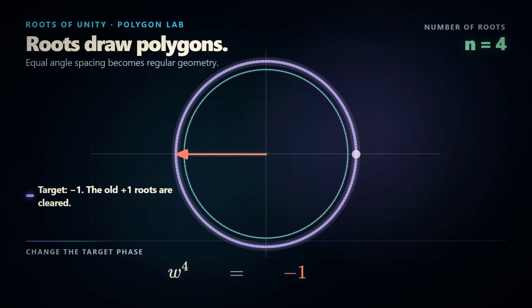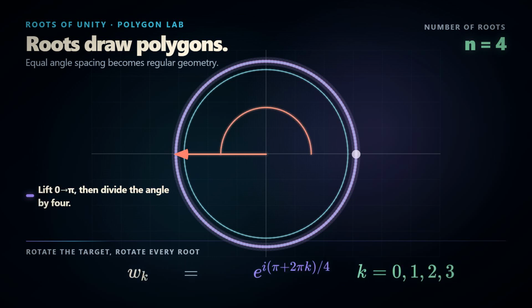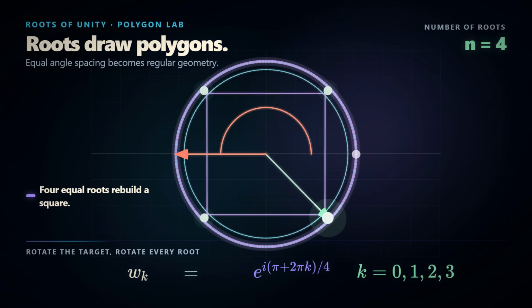Replace the target 1 by -1 and solve w to the 4th equals -1. Lift the target angle from 0 to pi before dividing by 4. Plot pi over 4, 3 pi over 4, 5 pi over 4, and 7 pi over 4. Compare with the 4th roots of 1. The same square has rotated by pi over 4. Changing the target phase rotates the entire root polygon.